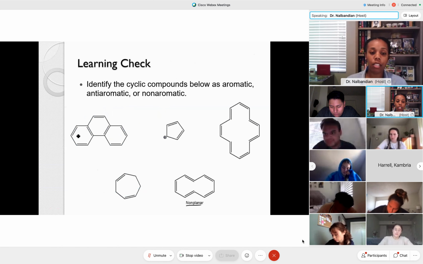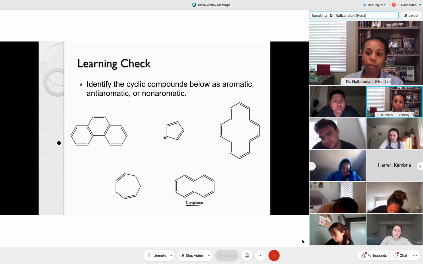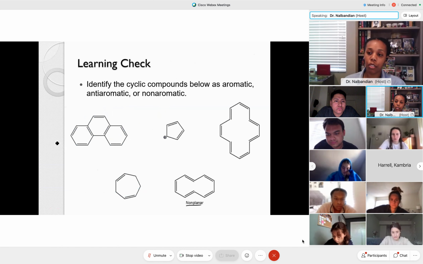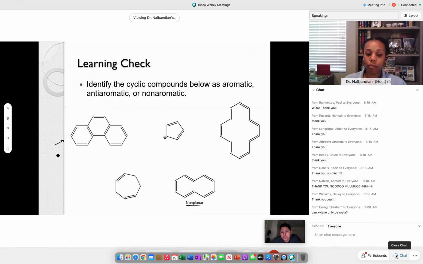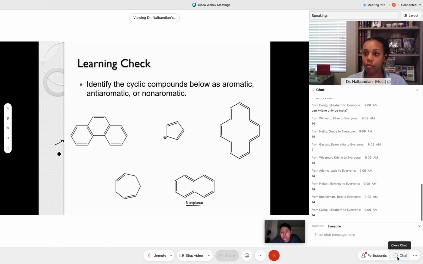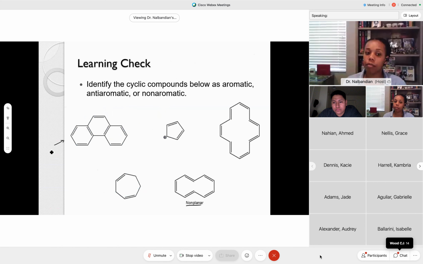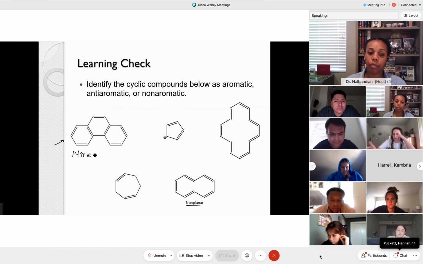So pi electrons, remember in the double bonds, those are our pi electrons. So how many pi electrons do we have for this first one? Anybody put that in the chat, please? For this first compound, how many total pi electrons do we have here? We have 14 pi electrons.